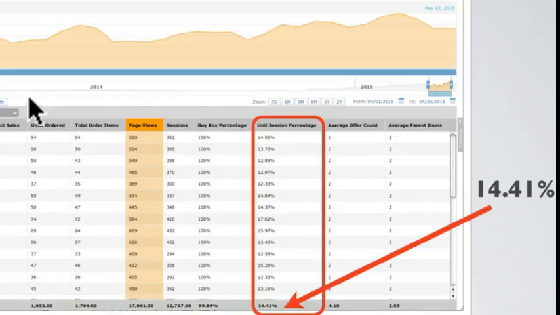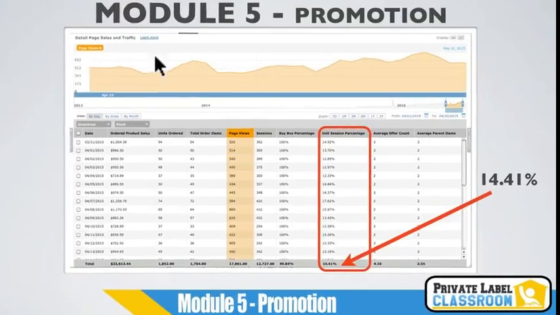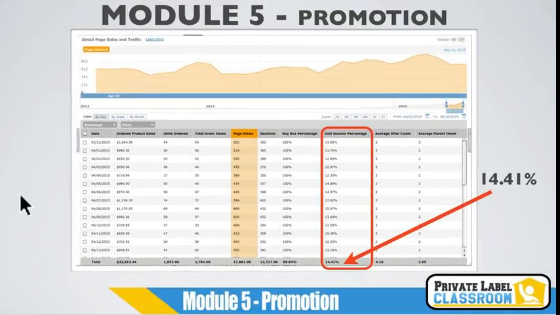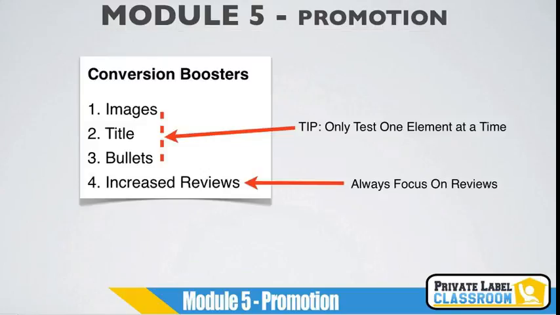Now, you don't want to change something and then look at it the next day. You really got to give it a little bit of time, okay? But this here is gold, guys. This is gold. We get to see our impressions or our page views, our sessions. We get to see how the conversions are going, okay? Really good stuff.